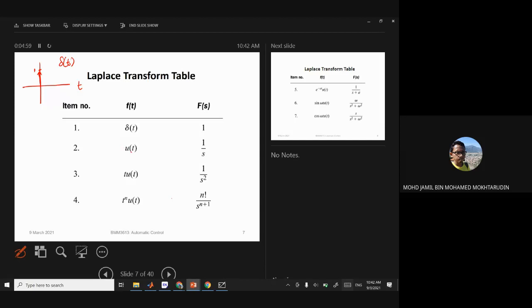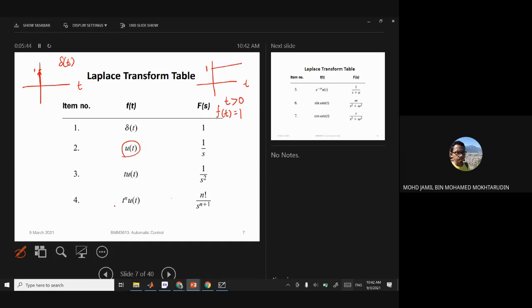Second, if you have the function ut, so function ut is like this. Okay, so the value is f equals 1 for t bigger than 0. For t bigger than 0, f equals 1. That's the meaning of ut here. So when you apply Laplace transform on ut, you will get 1 over s. So s here is the frequency. So if you have t times ut, so if you convert using Laplace transform, you get 1 over s squared.